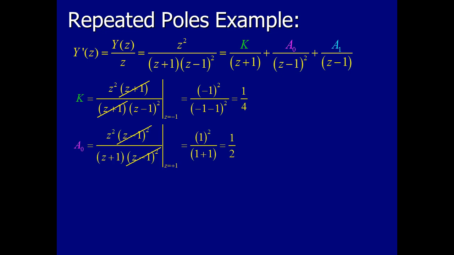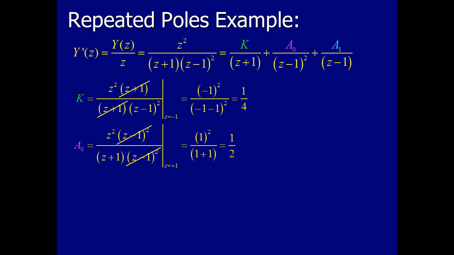And even that second, the a0 term, we're going to multiply the y prime of z by that whole denominator, including the square of it, which gets rid of the whole square term in the denominator. Evaluate it at z equals plus 1, and then we get 1/2 of that.